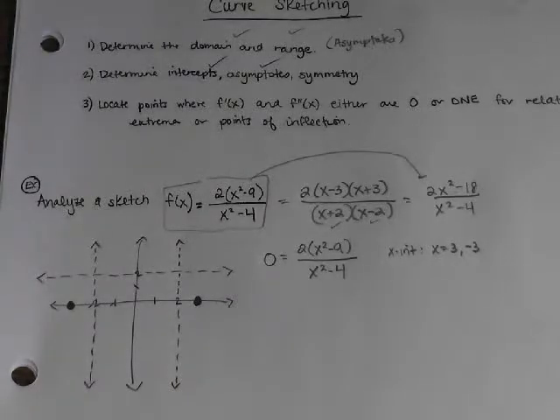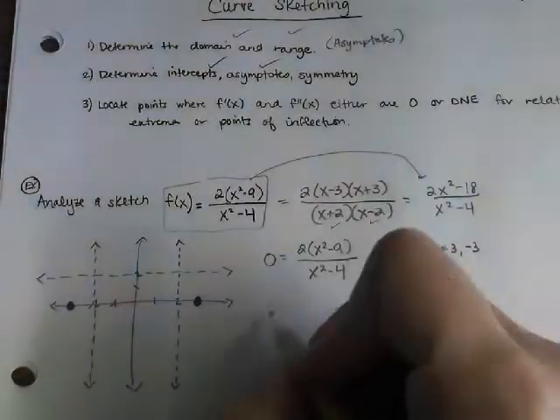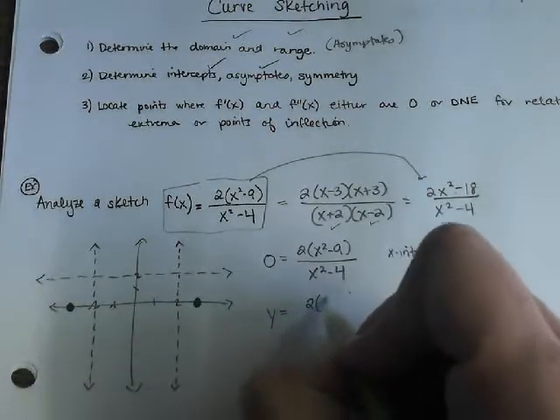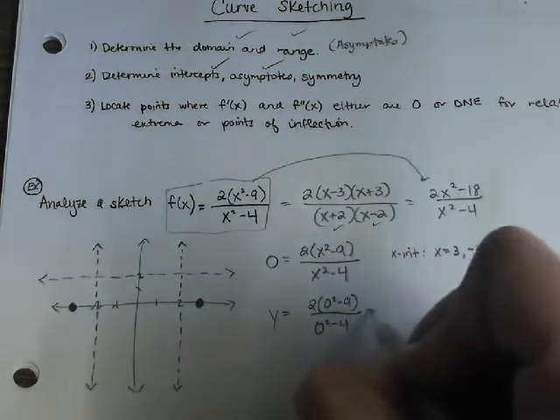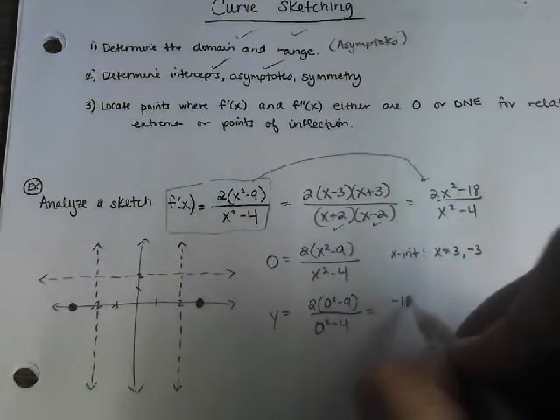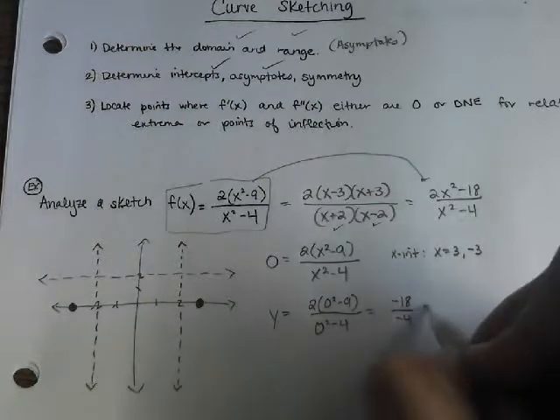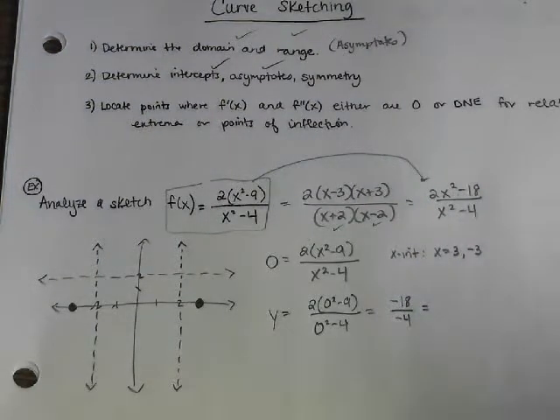What about the other intercept? We have our x-intercept. How do you find a y-intercept? Plug 0 in for x. So y equals 2 times 0 squared minus 9 over 0 squared minus 4. It's going to give us -18 over -4, which is a y-intercept of 4.5.